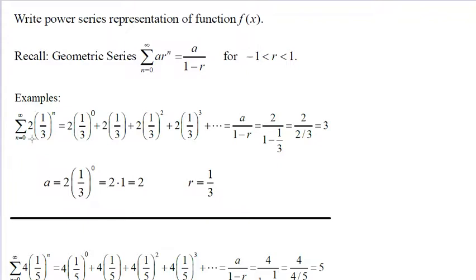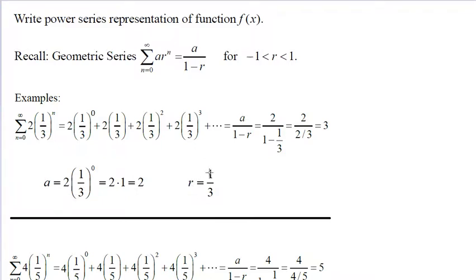And so, for example, if we have this geometric series where n starts at 0 of 2 times 1/3 to the n, then if we expand the series, this is what it looks like. And this is the first term, so this is a. So a would be 2 times 1/3 to the 0, and 1/3 to the 0 is 1. So 2 times 1 is 2. The common ratio is 1/3.